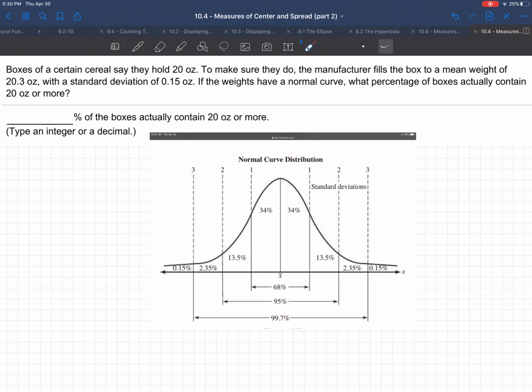Okay, so boxes of a certain cereal say they hold 20 ounces. To make sure they do, the manufacturer fills the box to a mean weight of 20.3. So let me make sure you understand this.